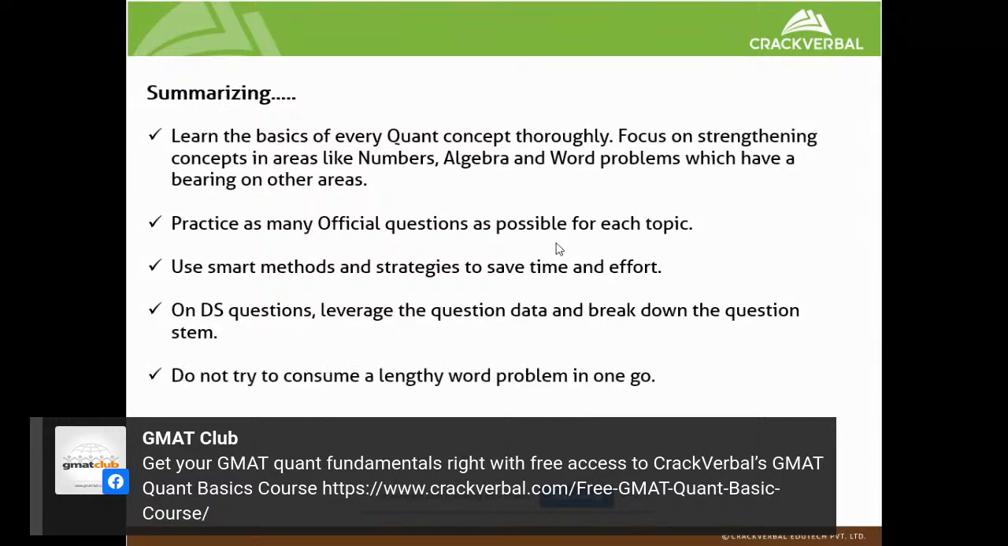Do not try to consume a lengthy word problem in one shot. Break it into small parts, consume each small part, and then bring all of them into one single whole. Use your estimation and approximation methods to save time. And last but not the least, after you've completed a topic, right, do timed drills by picking, let's say, 10 or 15 questions and trying to solve them in, let's say, 30 minutes, right? What this will do is, it will not only improve your speed, but it'll also end up highlighting certain weak areas that might still exist so that you can go ahead and iron them out, right?